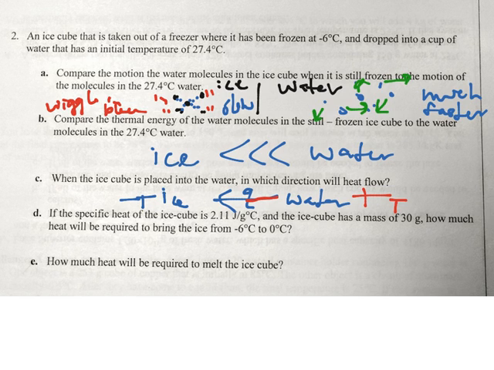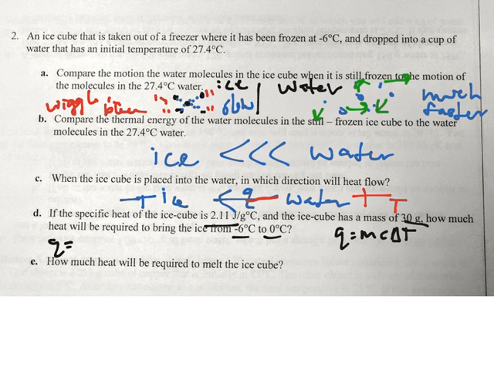Alright, D, if the specific heat of the ice cube is 2.1 joules per gram degree Celsius, and the ice cube has a mass of 30 grams, how much heat will be required to bring the ice from negative 6 to 0 degrees Celsius? So this is similar to what we did today in class. Since this is a temperature change, it is Q equals MC delta T. We know our C, this is our mass, this is our change in temperature. Remember, it is final minus initial.